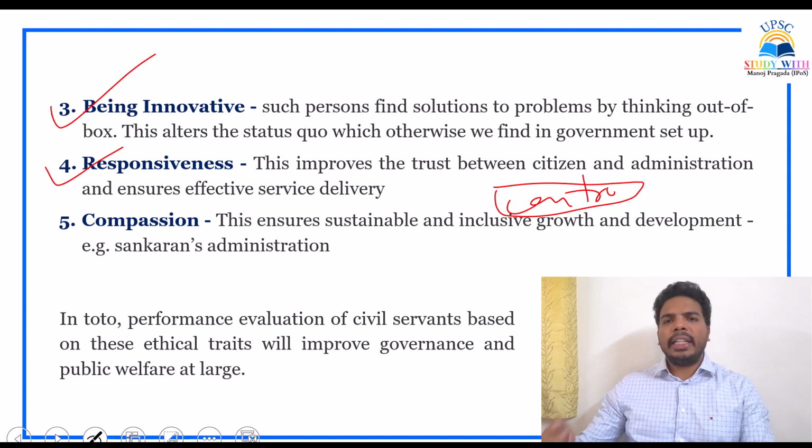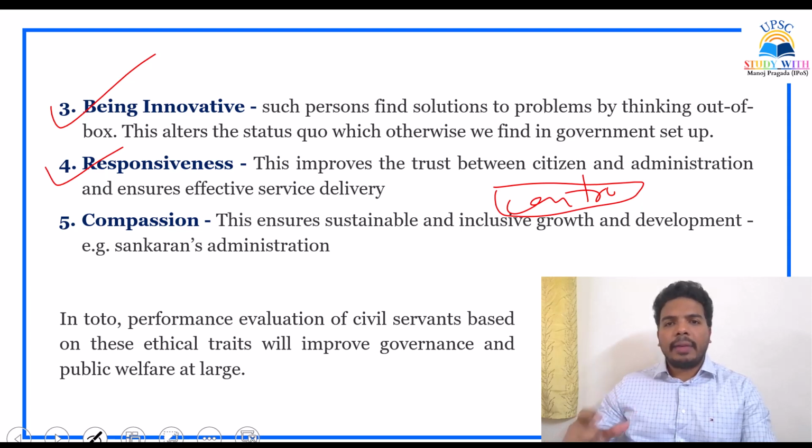You are spending public money and you are upgrading and improving the infrastructure. So definitely those things must go to your official handle, not to your personal handle.